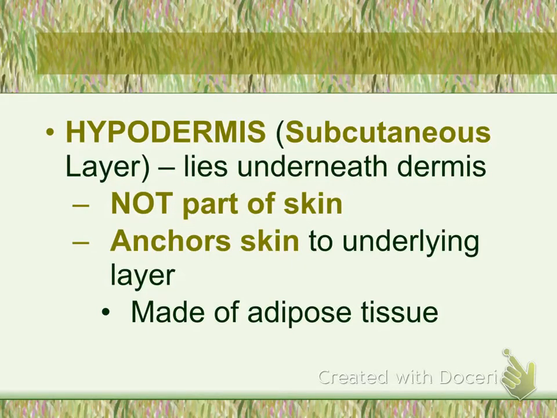The third layer that is not really part of the skin is called the hypodermis, or subcutaneous layer, and it lies underneath the dermis. Its job is to basically anchor the skin to the underlying layer. And the tissue that makes up the hypodermis is adipose tissue.